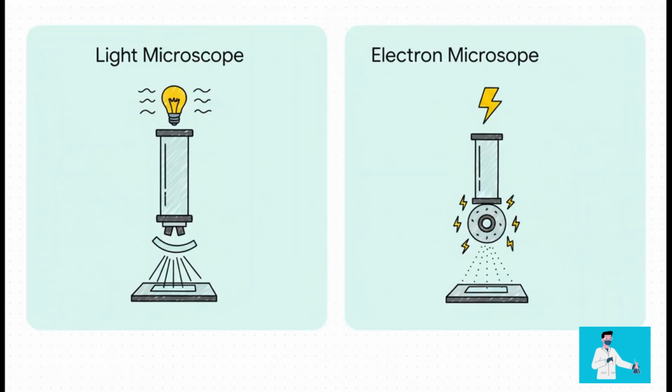So how does it pull this off? Well, the core difference is fundamental. A light microscope, right? It uses photons, particles of light, and it focuses them with simple glass lenses. An electron microscope swaps out light for a beam of electrons, which have a much, much shorter wavelength, and it replaces glass lenses with powerful electromagnetic fields. That's the key that allows it to resolve structures that are smaller than a single nanometer.